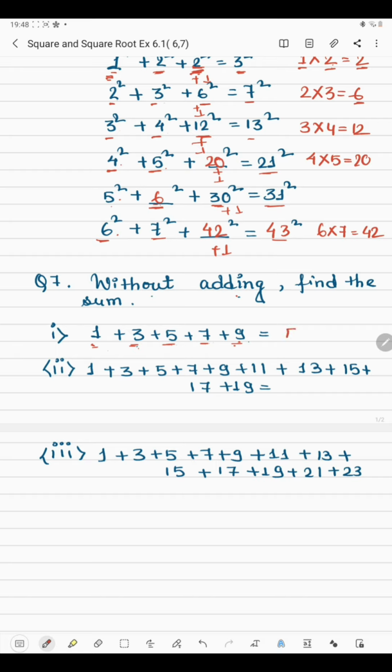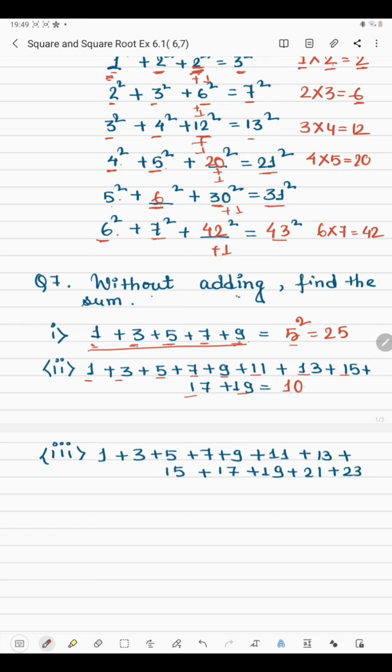So since 5 odd numbers are there, if you find the square of 5, then you will get the sum of these numbers, which is 25. Okay, so without adding we will just count the number of odd numbers and then we will find the square of that to get the sum of those odd numbers. Okay, so whenever odd numbers are given, we will just count the number. Here suppose 1, 2, 3, 4, 5, 6, 7, 8, 9, 10. Total 10 odd numbers are there.